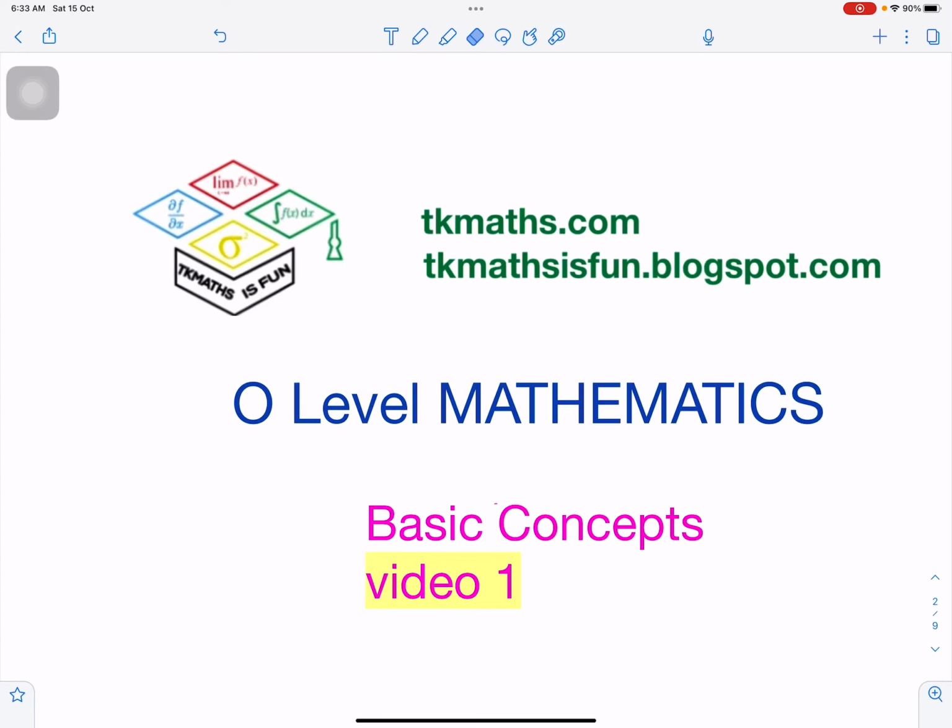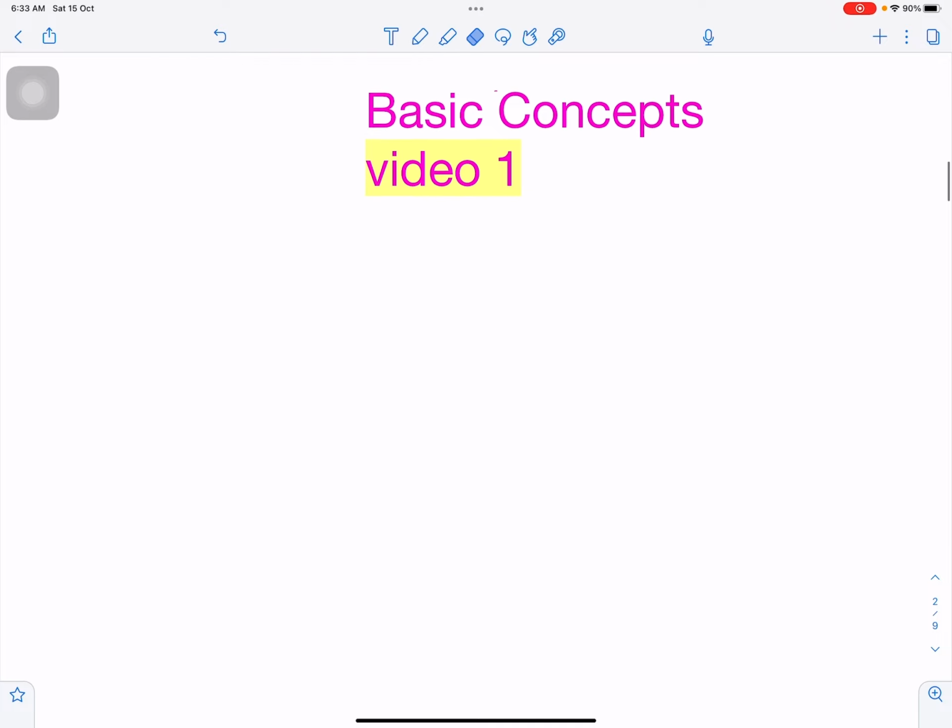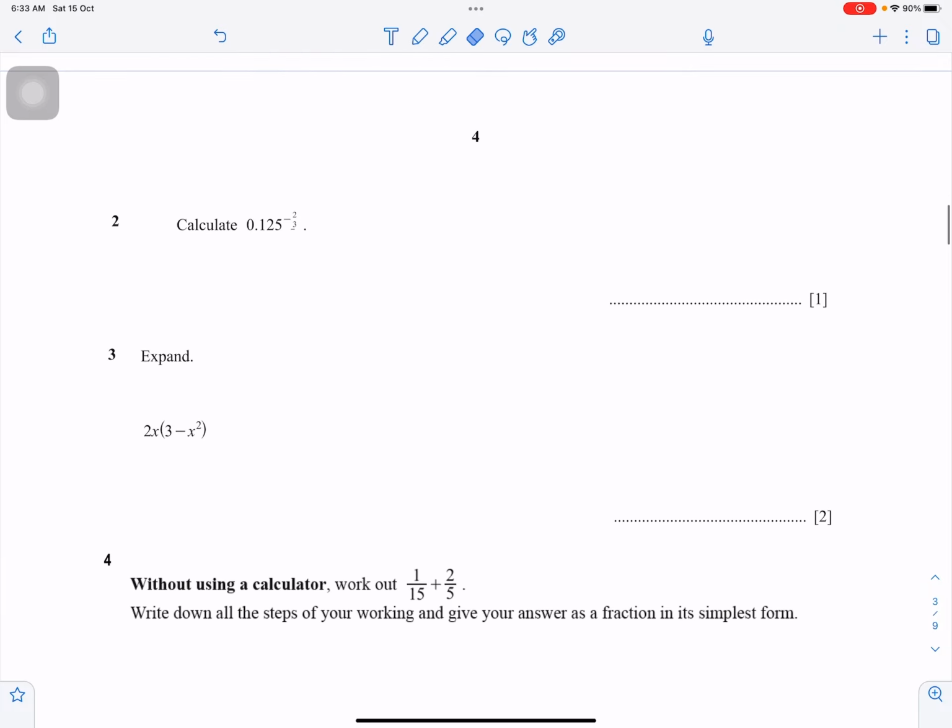In today's video, we will revise a few concepts of O-level mathematics, basic concepts. And this is video number 1. I will make more videos. I will keep revising the concepts, either it is IGCSE exam or O-level maths. Most of the concepts are the same, so I will keep explaining those, right? So let's start with the first question.